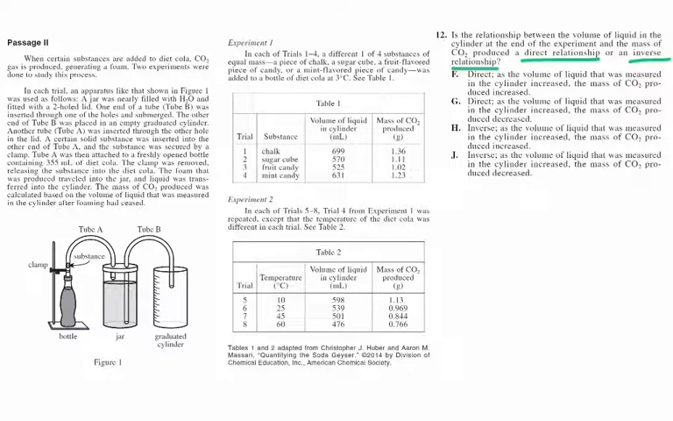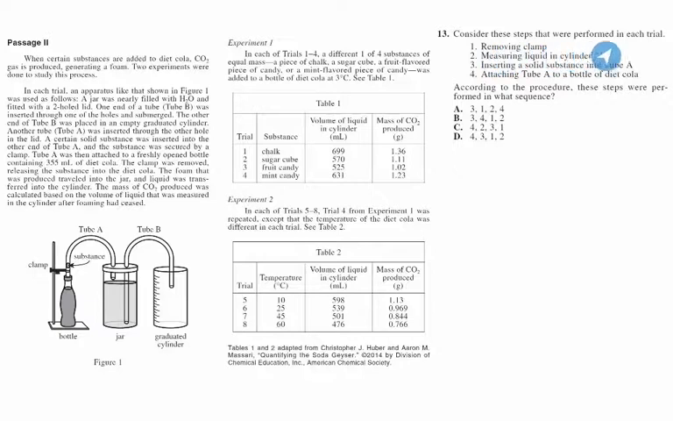So as the volume in the cylinder increases or decreases, they're using the word increase here. So I'm going to say as it increases, what happens to the mass of CO2 produced? It increases as well. So that is a direct relationship. As the volume measured in the cylinder increased, the mass also increased. So our answer is F.